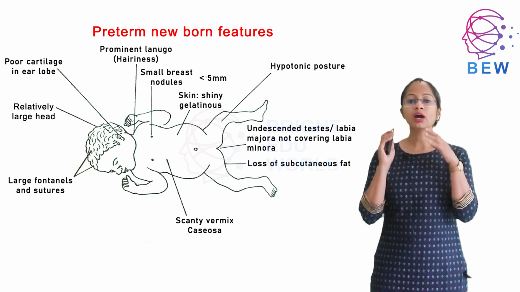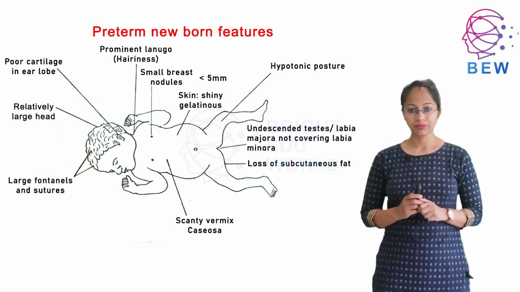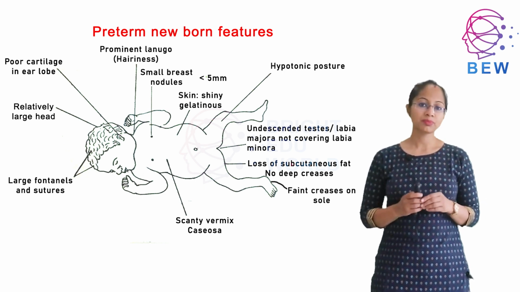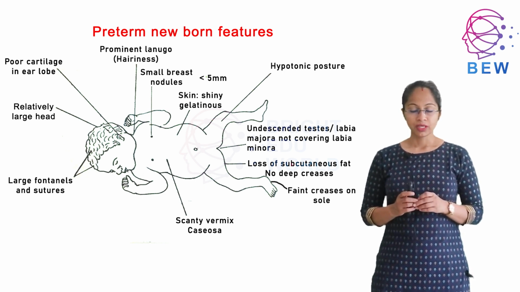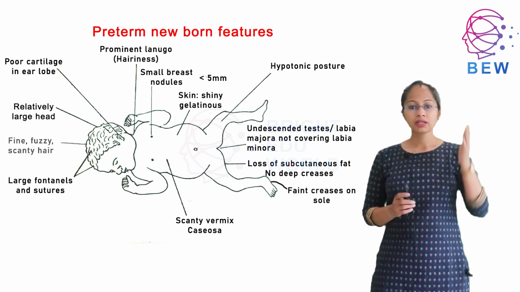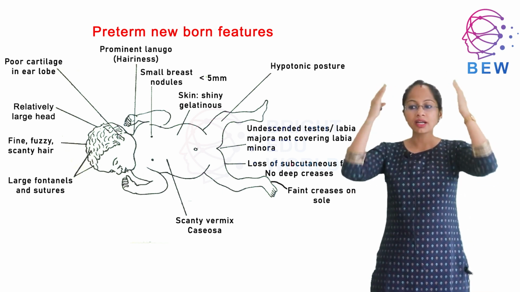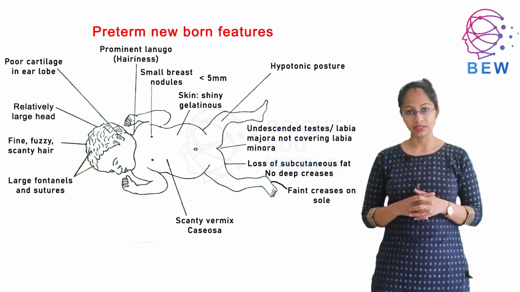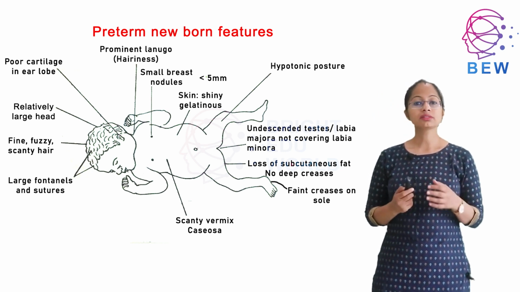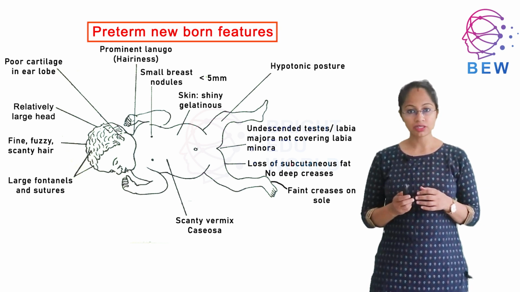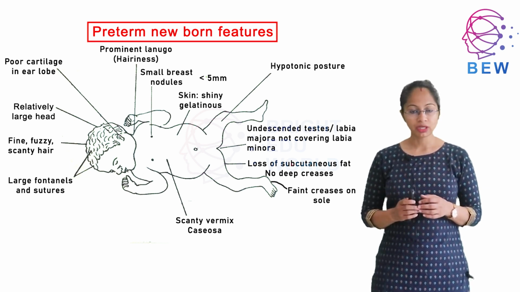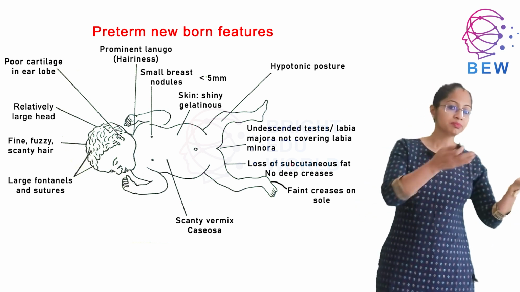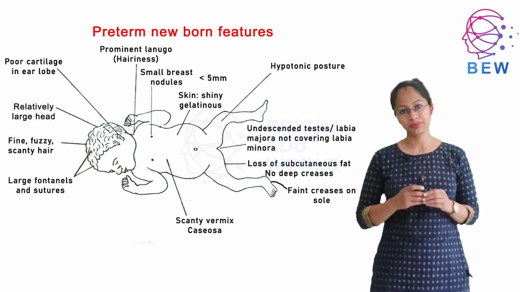Now, when we talk about the plantar crease, no deep creases are present, the faint marks are present on soles. When we talk about the hair, fuzzy hair are present in preterms, while in terms, silky hair are present. So students, these are some important physical features on the basis of which you can differentiate the baby is preterm or a term baby.